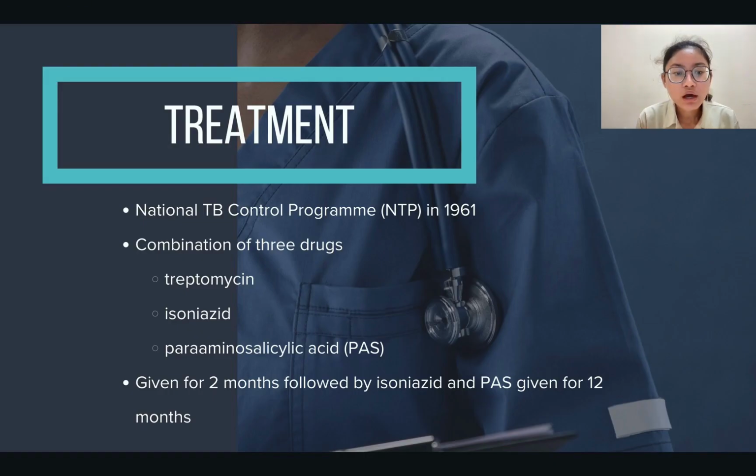Our Malaysian government launched the National TB Control Program (NTP) in 1961. At that time, the recommended treatment for TB was a combination of 3 drugs, namely streptomycin, isoniazid, and para-aminosalicylic acid. The drugs are given for 2 months, followed by isoniazid and PAS given for 12 months.